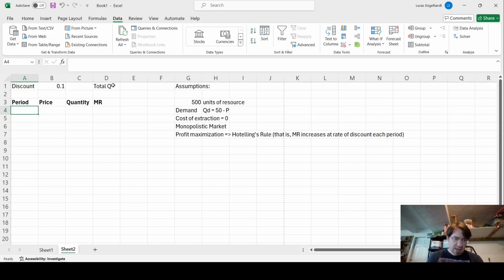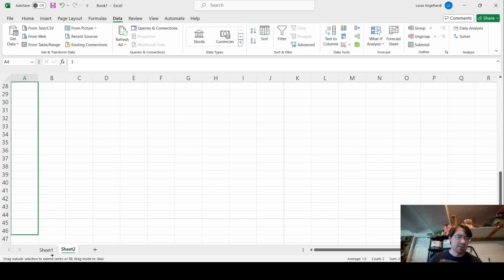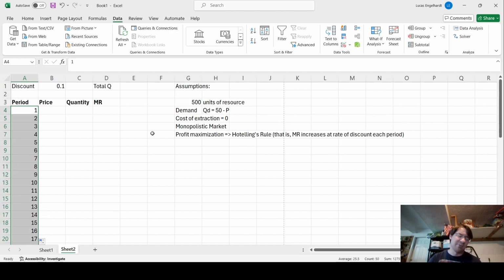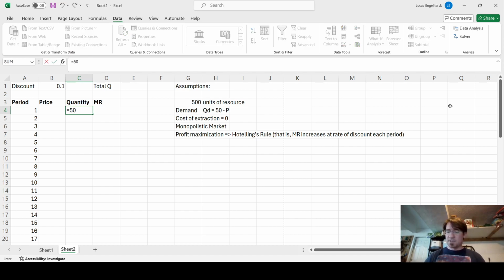Okay. So period, I want to be 1 through 50. So I can put in 1, 2, and then just drag that down until we hit 50. And right there will be 50. So this will allow for up to 50 periods. Okay, my quantity, I can put my formula in here. My quantity is equal to 50 minus the price. Now here I do have to put in that formula with the max. So it's the maximum of 50 minus price or 0.